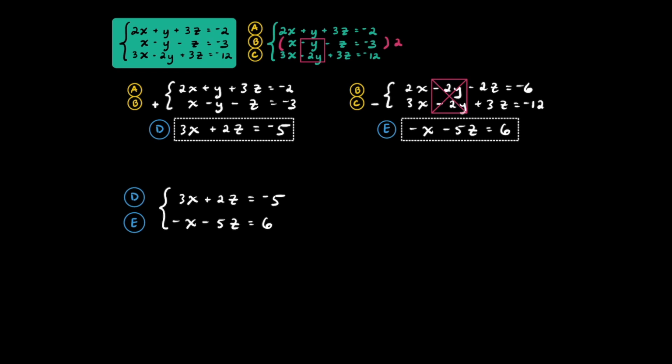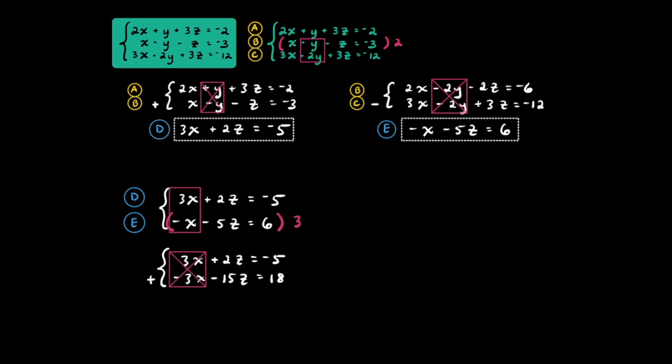Working with equations D and E should be a little bit more comfortable since it just has two variables, like a linear system. Since multiplying the bottom equation by 3 is going to be easier, I'm going to do that. Equation D is going to stay the same as 3x plus 2z is equal to negative 5, but equation E is going to become negative 3x minus 15z is equal to 18. If we add these two equations together, 3x plus negative 3x gets eliminated.